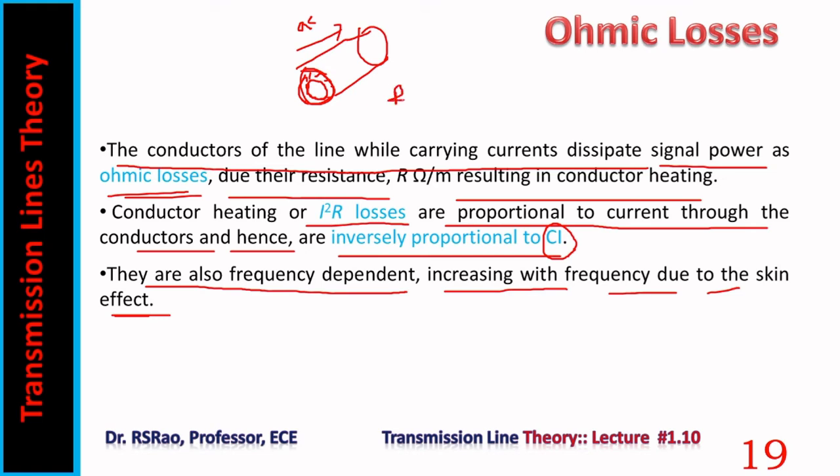So R is rho times length by A, where A is the cross-sectional area. The effective cross-sectional area now is dependent upon frequency. If it is DC, the entire current is spread uniformly over the cross-section. When frequency is high, the current is concentrated near the periphery. Now the area is small, and when the area is small at high frequency, naturally resistance also increases. This is called skin effect: the variation of effective cross-sectional area with the frequency of the current.